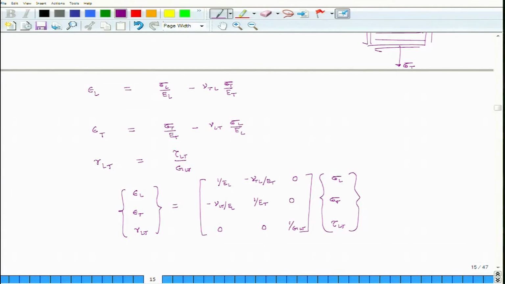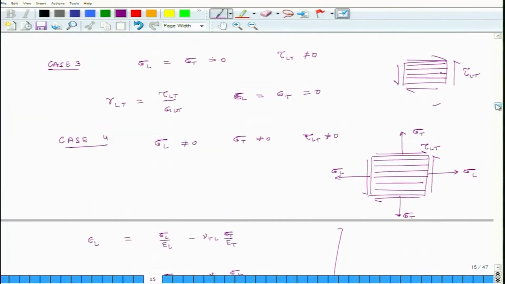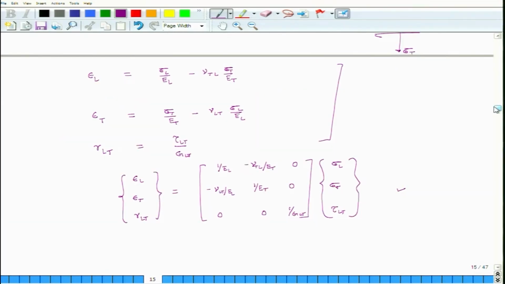Okay. So, what we have shown so far is these relations. This is the matrix form, or the general relation, a conventional form. If we have a specially orthotropic lamina which is subjected to stresses in longitudinal, transverse and shear directions, then we can predict its strains using these equations. So, this concludes our discussion for today.